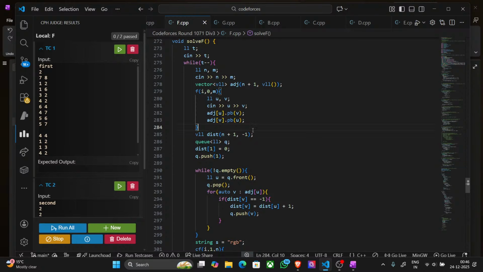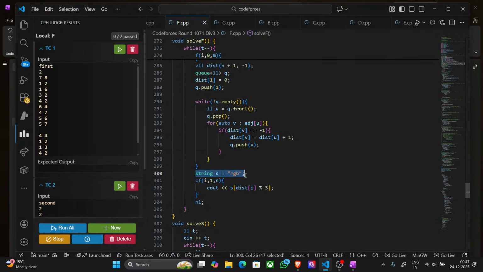I've taken input in the graph. I made a distance array, a queue, marked distance as 0. I pushed the 1 in queue. While queue is not empty, I took the node out, queue.pop, and I iterated over its children. If distance is -1, which means it is not visited, then I can update its distance and push into the queue, right? After that, I have made a string RGB and output the distance. For R, I am doing 0, for G I am doing 1, and for B I am doing 2. So this was the most basic DFS, like everyone knows about this. So this was for the agent part.